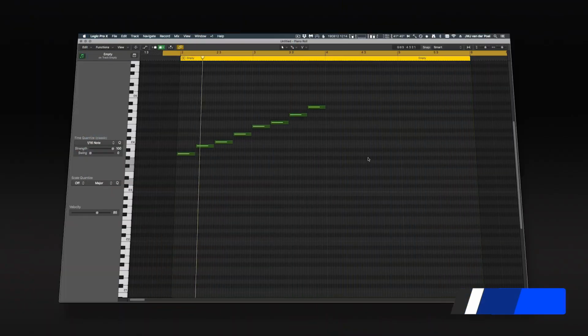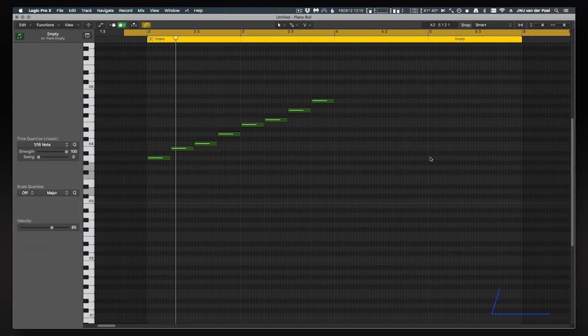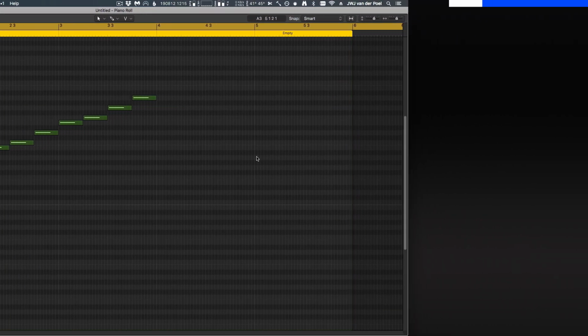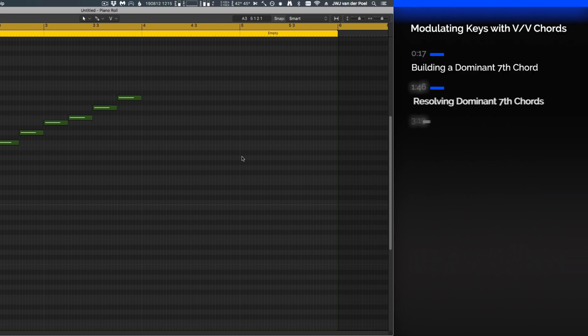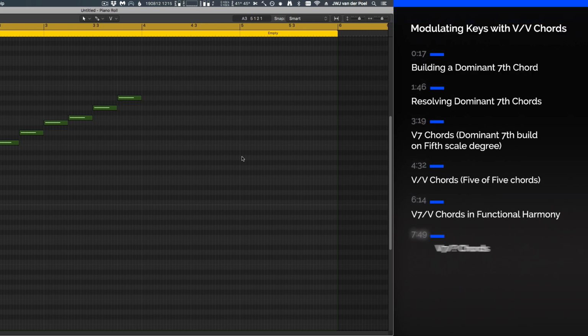Hi guys, today I want to talk about the 5 of 5 chord, which is one of those things that when I first heard it I was like, what the hell is that all about? So before we can talk about this, we need to talk about the dominant 7th chord. And a dominant 7th chord is a major chord with a minor 7 on top.